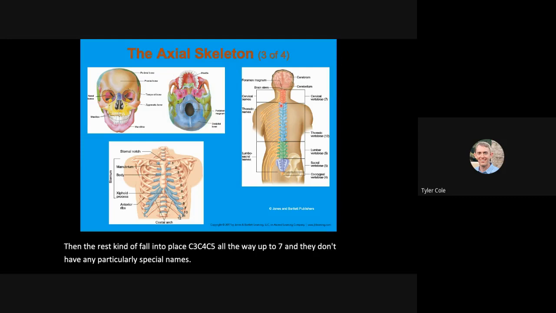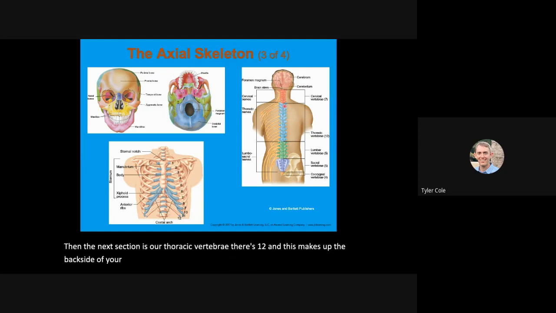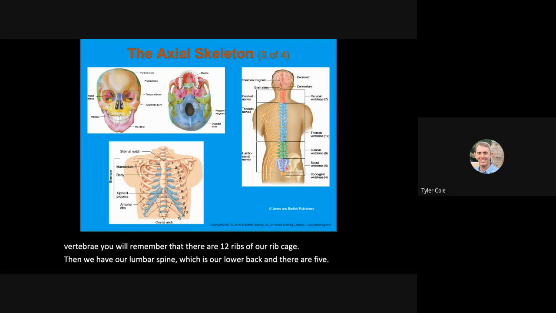Then the next section is our thoracic vertebrae. There's 12. And this makes up the backside of your thoracic cage. If you remember that there are 12 thoracic vertebrae, you will remember that there are 12 ribs of our rib cage. Then we have our lumbar spine, which is our lower back, and there are 5 vertebrae here.